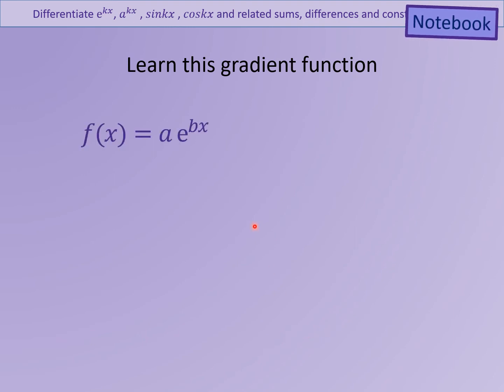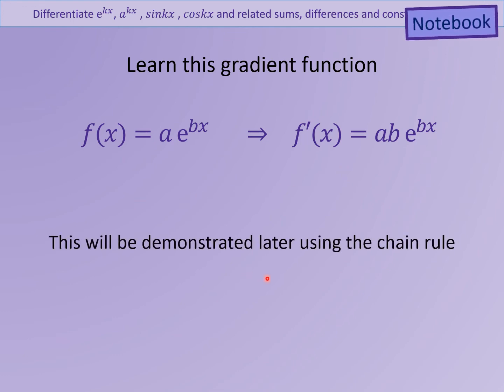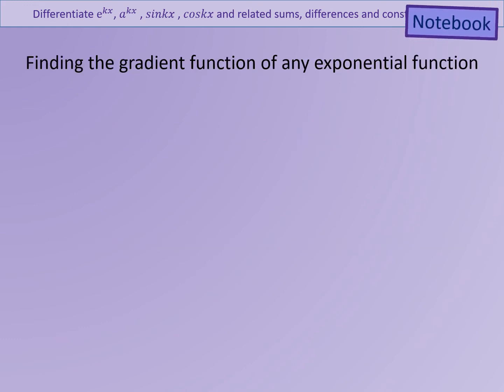So you need to learn that for some function like a e to the bx, your gradient function will be, same as before, the b can come to the front, so a b e to the bx. That's the general rule for differentiating exponential functions. We'll look at doing that when you hear something called the chain rule.